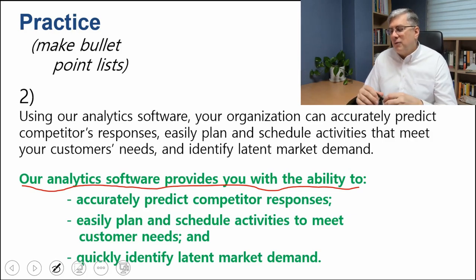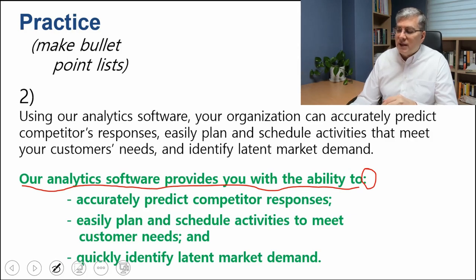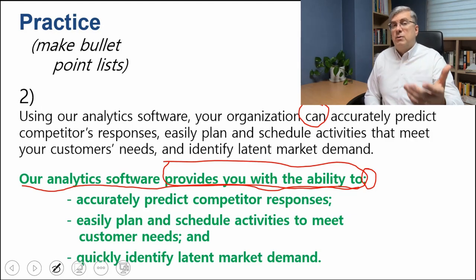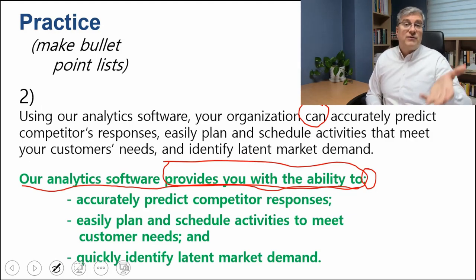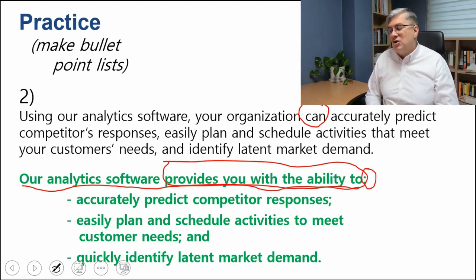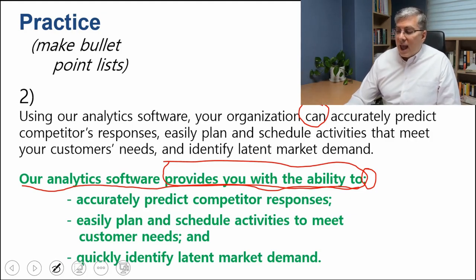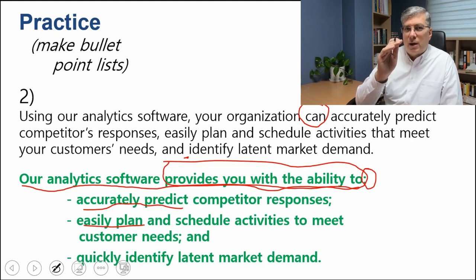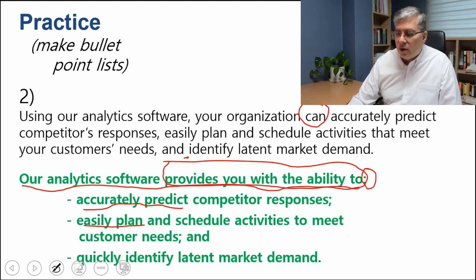Our analytics software provides you with the ability to, and then we have the colon. Now I changed it to "provides you with the ability to" because I felt it is more formal than just saying "can." Your organization can. No, it provides you with the ability to. So it sounds more elegant, more sophisticated, more professional. That's the reason I made that change. So here we have accurately predict, easily plan, and notice that I put quickly identify. Quickly is not in the original, but I added it because I want to follow parallel structure carefully. So I have adverb, verb, adverb, verb, and then adverb, verb. So I added quickly.